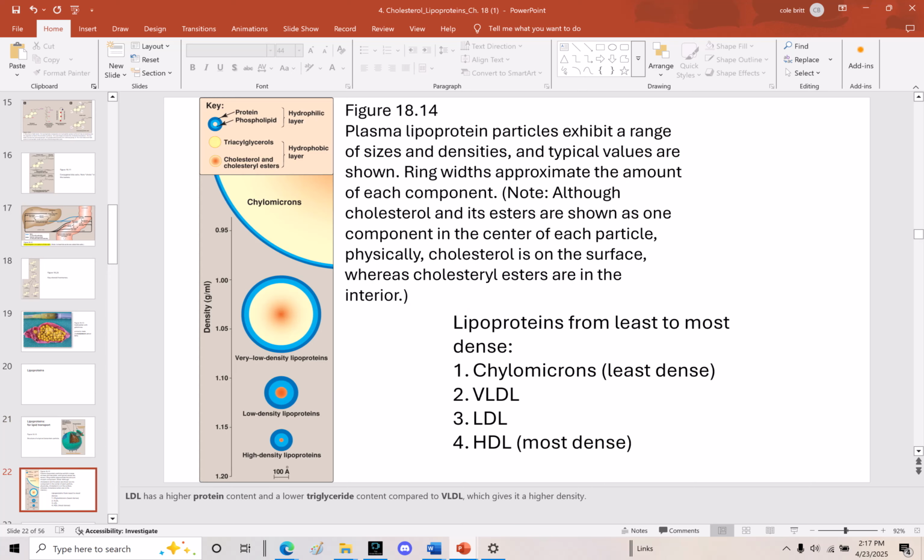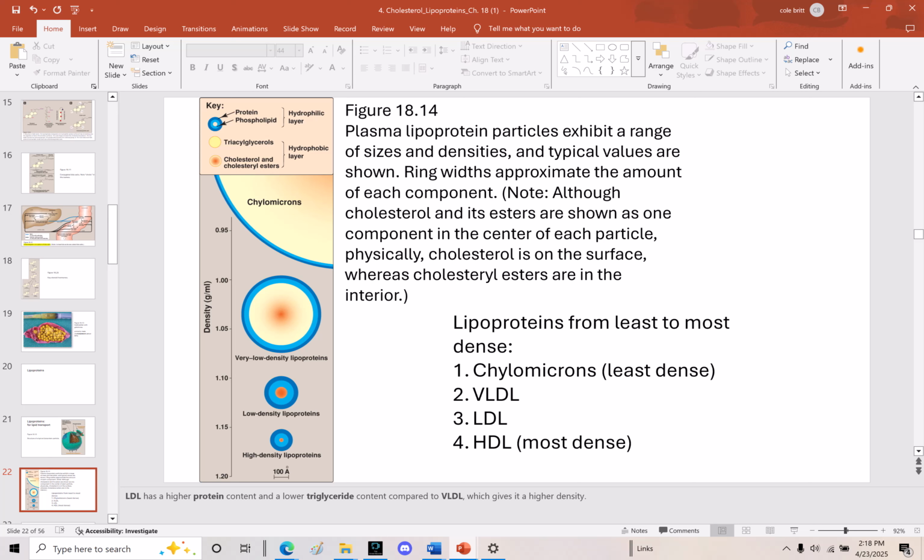These are the ones, and they're named based on their density, except for chylomicrons. And here's the picture showing you their density. The least dense are chylomicrons. The most dense are HDLs. And the ones in the middle here are VLDLs and LDLs. VLDL represents very low density lipoprotein. That's what VLDL means, very low density lipoprotein.